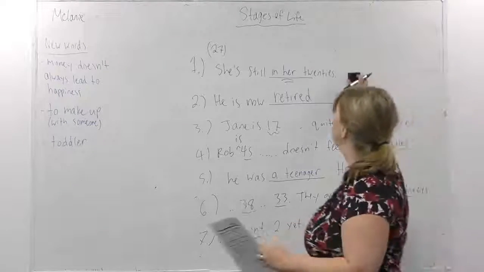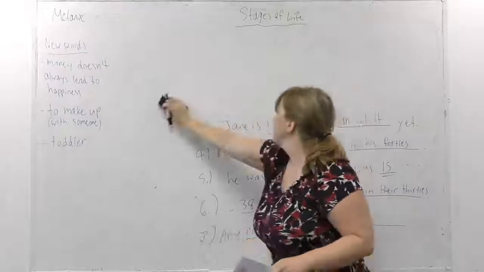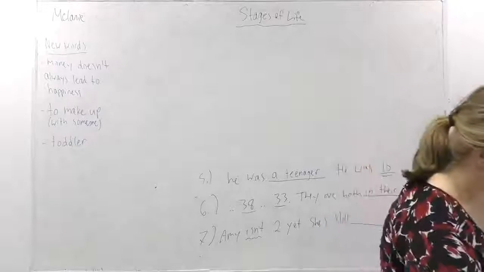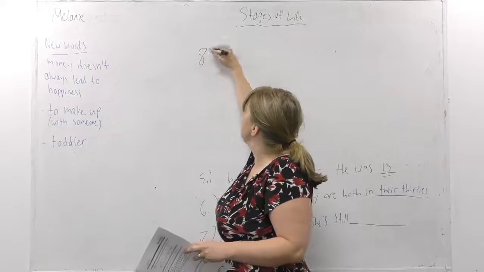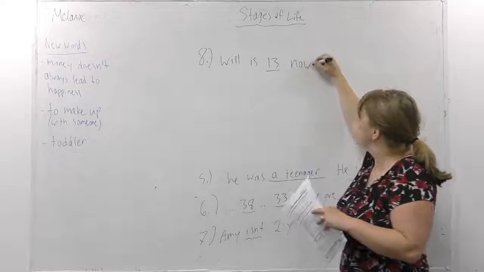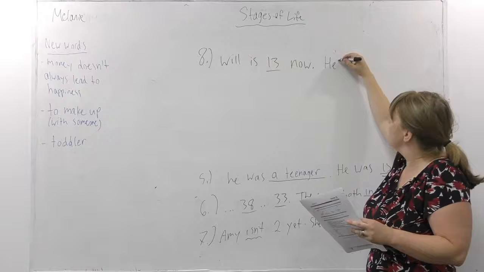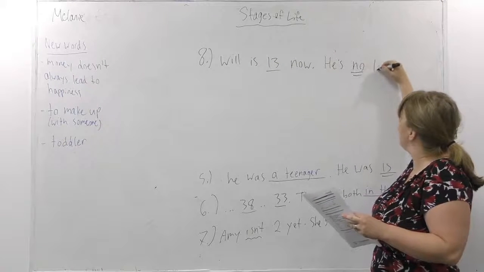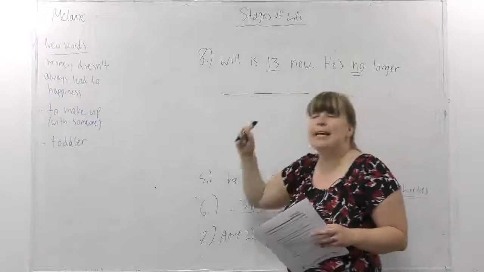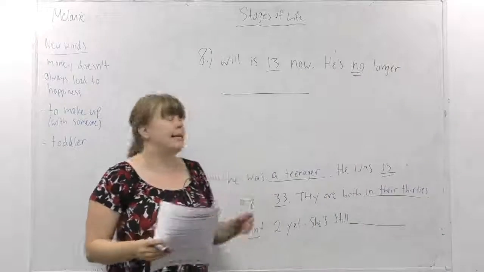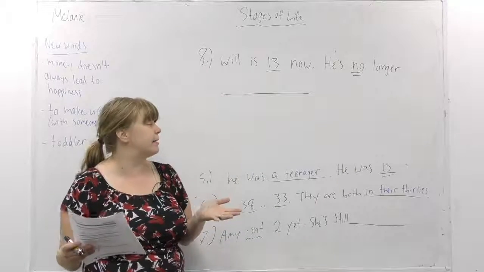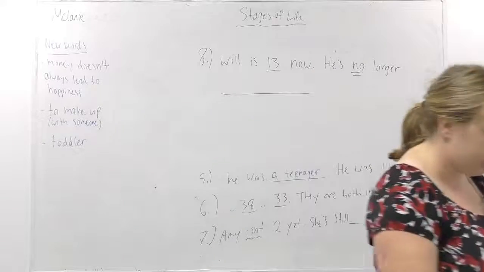Okay, and let's do number 8. I'm going to get rid of number 1 and number 2. And let's just get rid of all these. Number 8, last one. William is 13 now. He is no longer. Obviously he is a teenager, but before he was a teenager, what was he? What was he before he was a teenager?